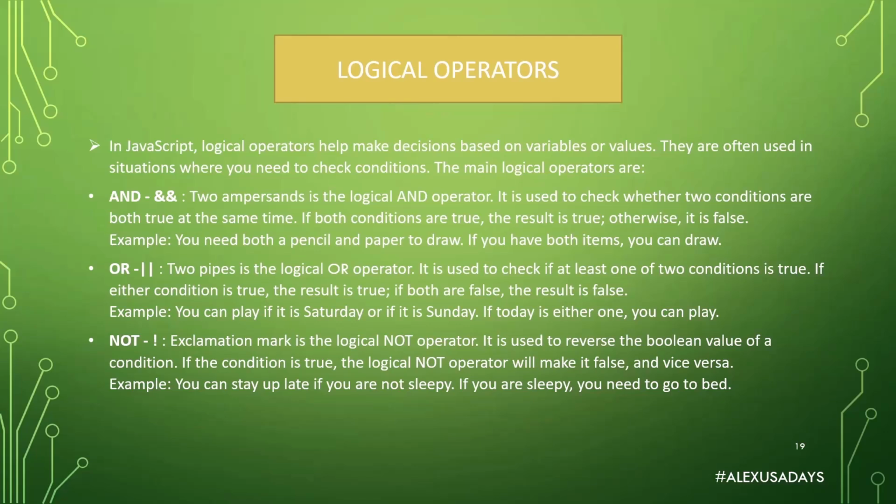Okay. The last one is NOT. Exclamation mark is the logical NOT operator. It is used to reverse the Boolean value of a condition. If the condition is true, the logical NOT operator will make it false, and vice versa. Example, you can stay up late if you are not sleepy. If you are sleepy, you need to go to bed. All right, so let's go ahead and put those examples in code.